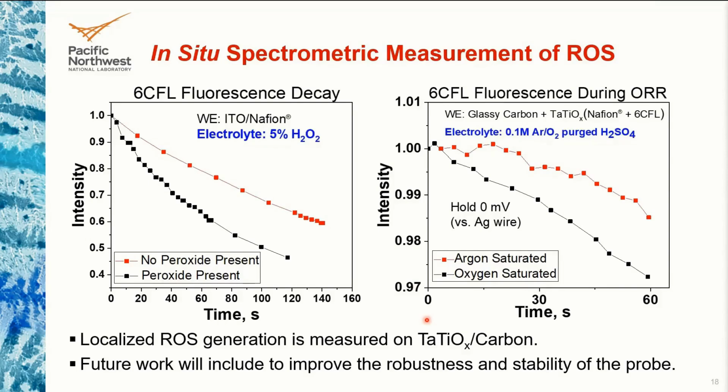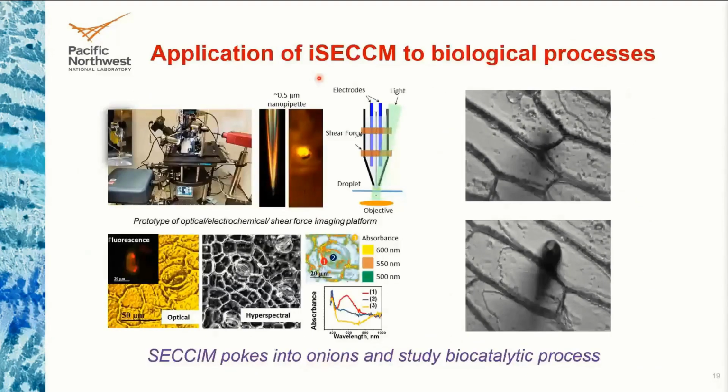So as you can see here, there is plenty of work still needed to stabilize the response, even when you don't have this leaching hydrogen peroxide, and we are working to improve the robustness and stability of this type of fluorescent probe.